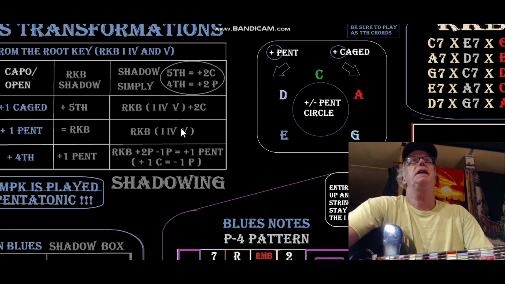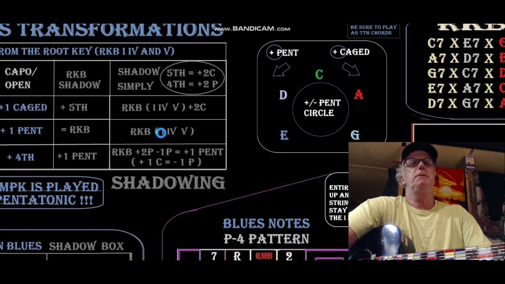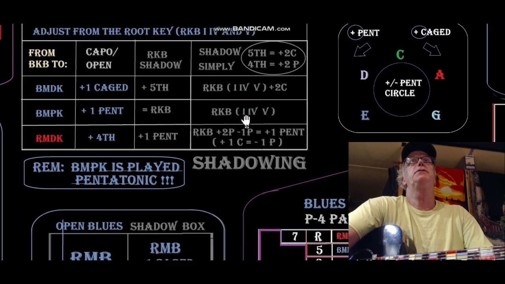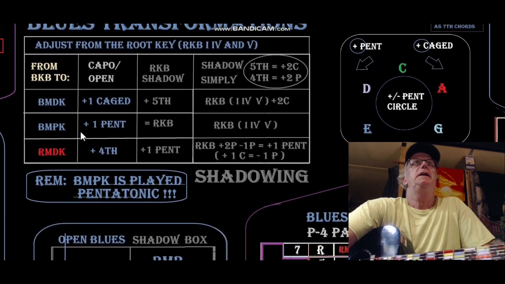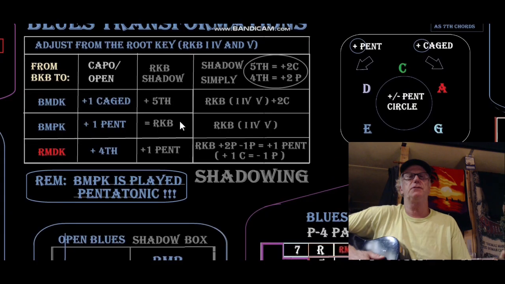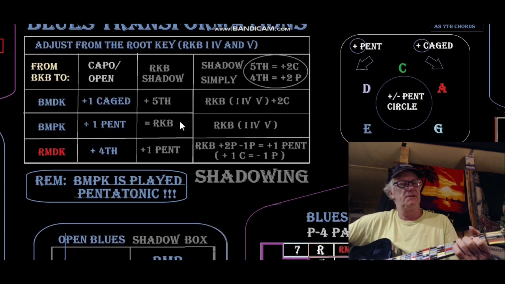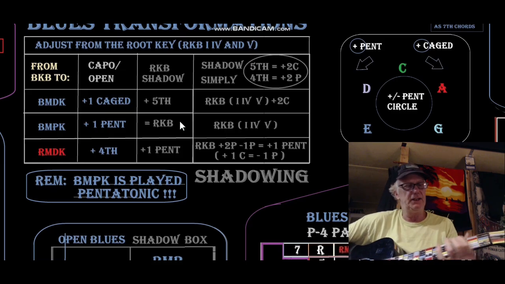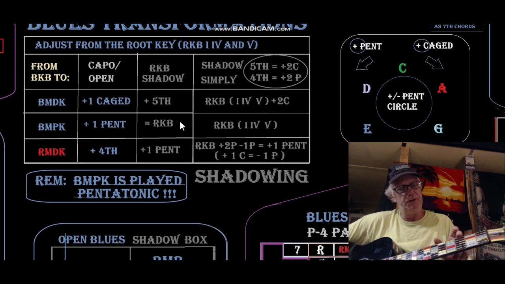That's why we have the same chord as the root key of the blues for the shadowing in the Blues Master Pent key. We played that yesterday. We got the C here, and we just go up to the next cage.